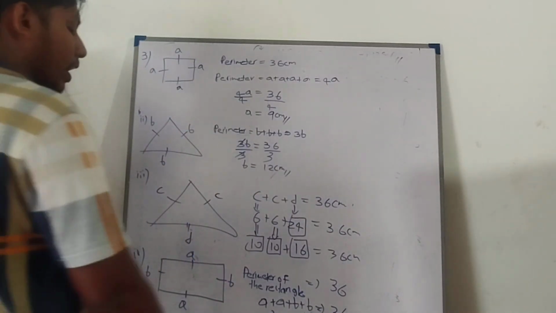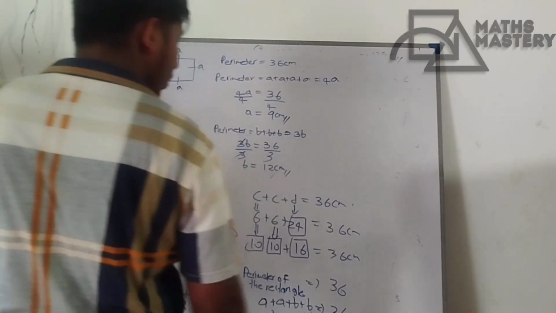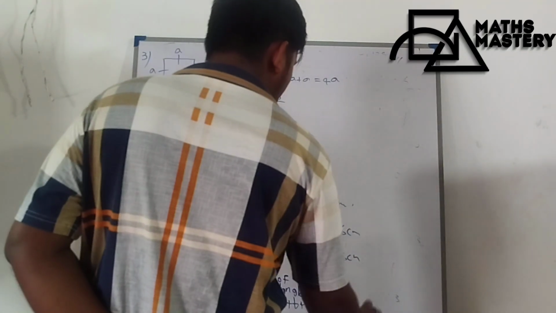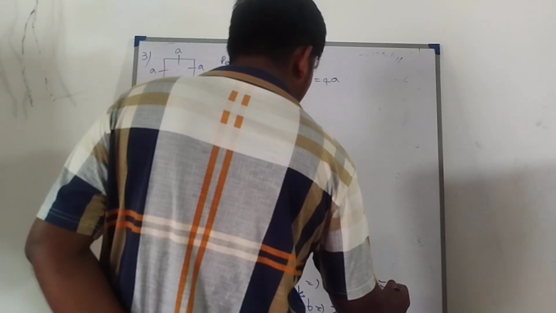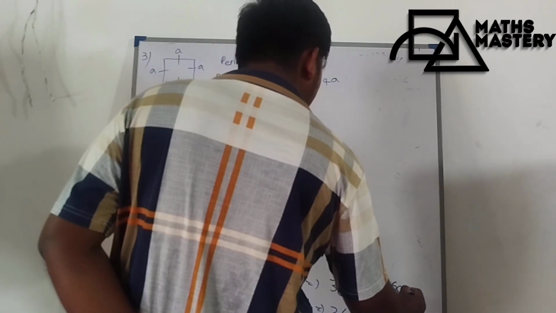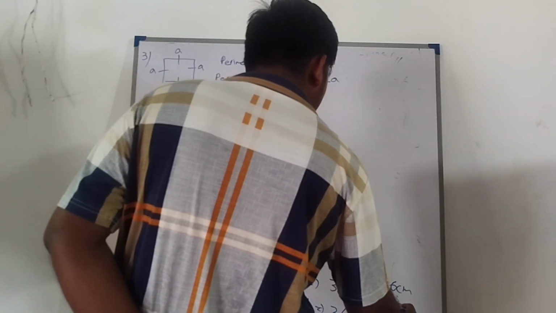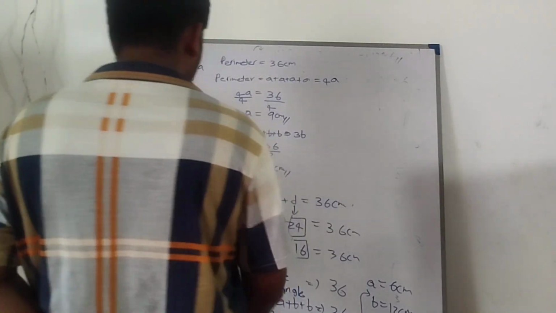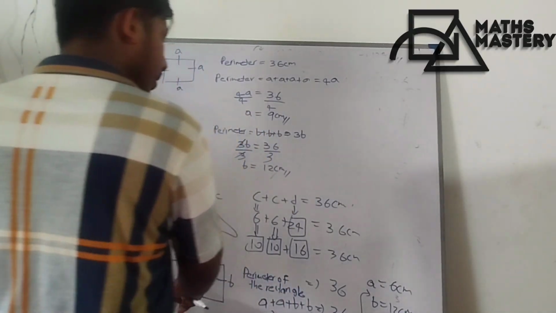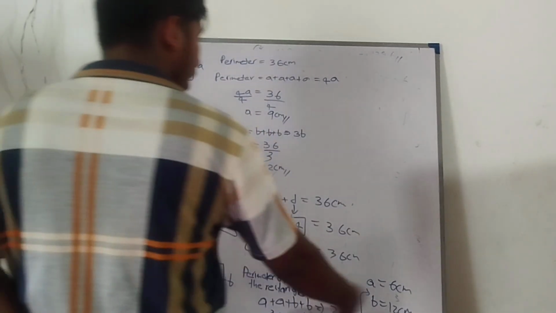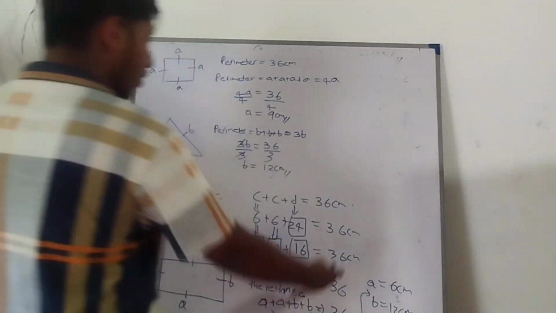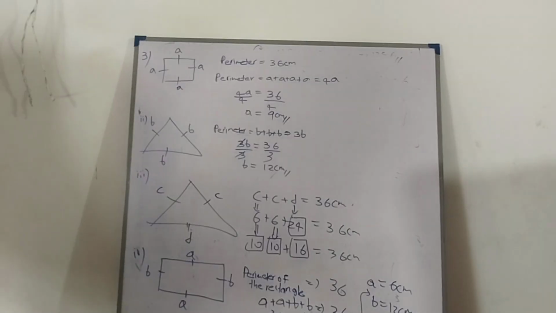If you put any two numbers whose summation is equal to 18, you can get the answer. So I'll just put two numbers. A is equal to 6 centimeters and B is equal to 12 centimeters, so that you'll get the answer of 18. So the length of the rectangle can become 6 and the breadth can become 12, so that you will get the answer of 36 as the perimeter of the rectangle. Okay.